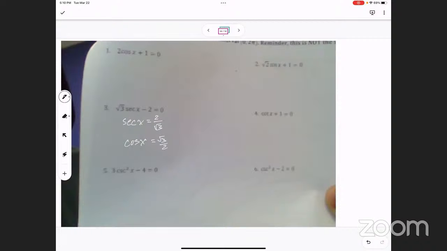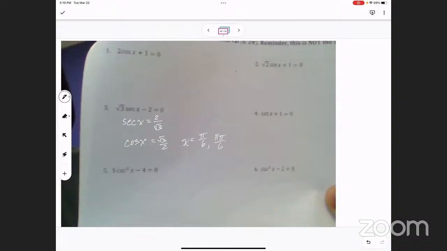But now what can you do to solve it? Well, where does the cosine equal root 3 over 2? That's the x value. Pi over 6. Oh, pi over 5 pi over 6. Hold on. It's only positive root 3 over 2. Pi over 6 and 11 pi over 6.